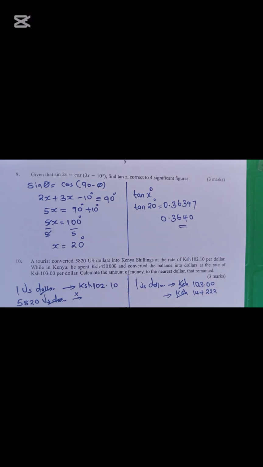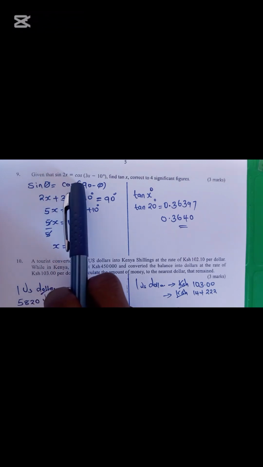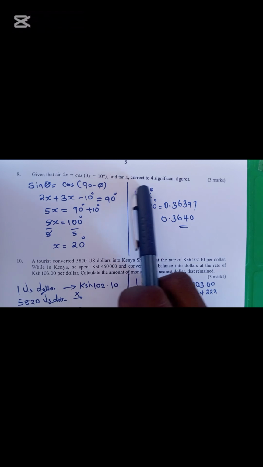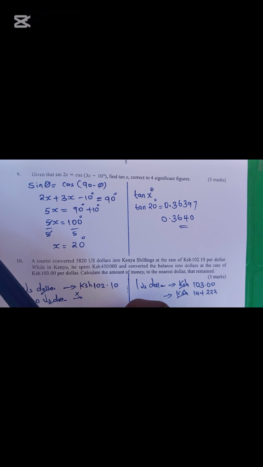Okay, let us continue. This one is page 4 of 2019 Mathematics Paper 1, Alternative A. We have question number 9. Given that sine 2x is equivalent to cos (3x minus 10) degrees, find tan x correct to 4 significant figures. So here we have a relationship of complementary angles.